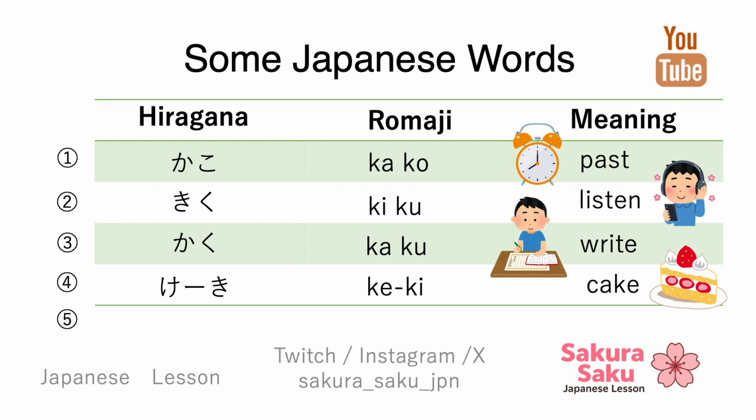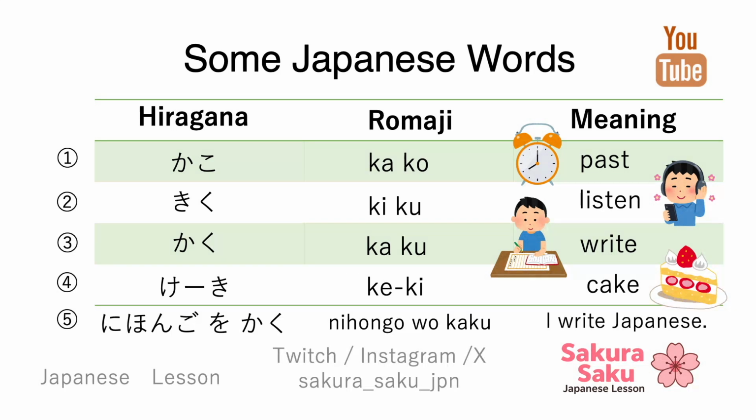Good job! You got some of them right? By the way, keiki is usually written in katakana in Japanese, but today we write it in hiragana just for practice. And finally, as a bonus number 5, here is the short phrase, 日本語を書く, which means I write Japanese. I think you already know the word 日本語 and we learned 書く today. So later, after we finished learning all the hiragana, we'll learn を. It's a grammar word in Japanese.